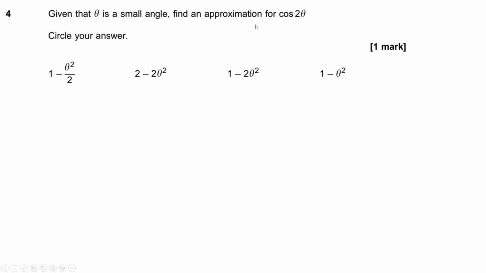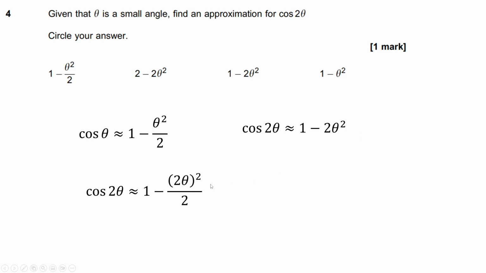Theta is a small angle. Find the approximation for cosine 2 theta. Just open up your formula booklet. You'll have this. Instead of theta, you've got 2 theta, so just replace theta with 2 theta. You'll get just this. I mean, you know how to simplify this. And this is your answer.